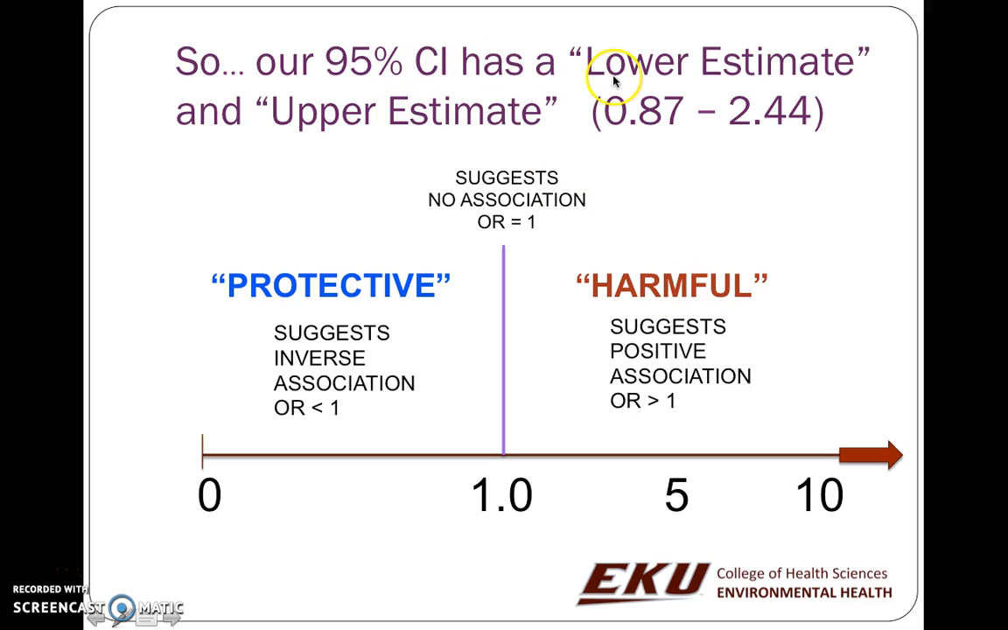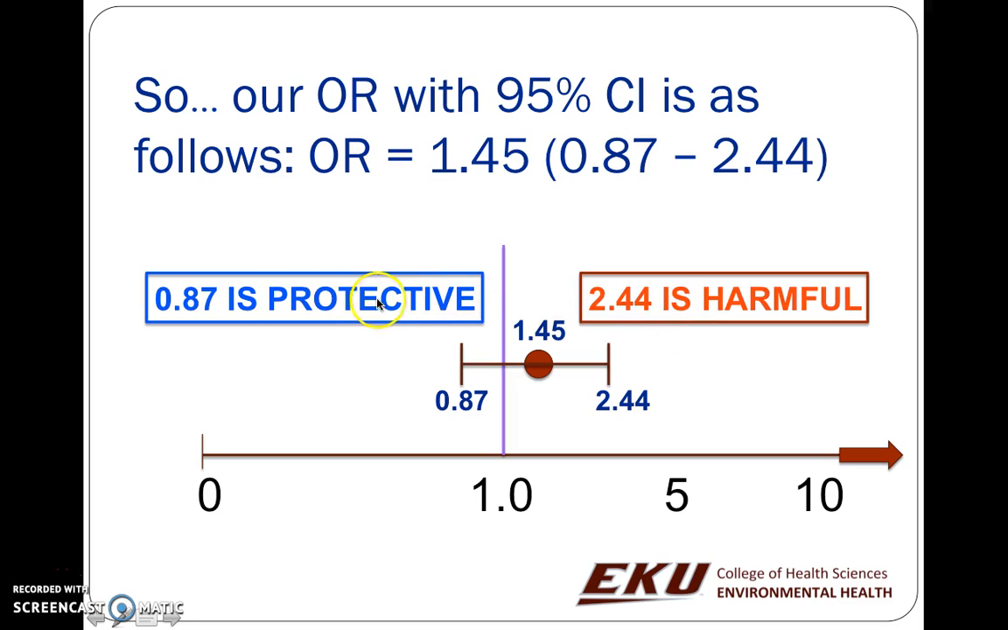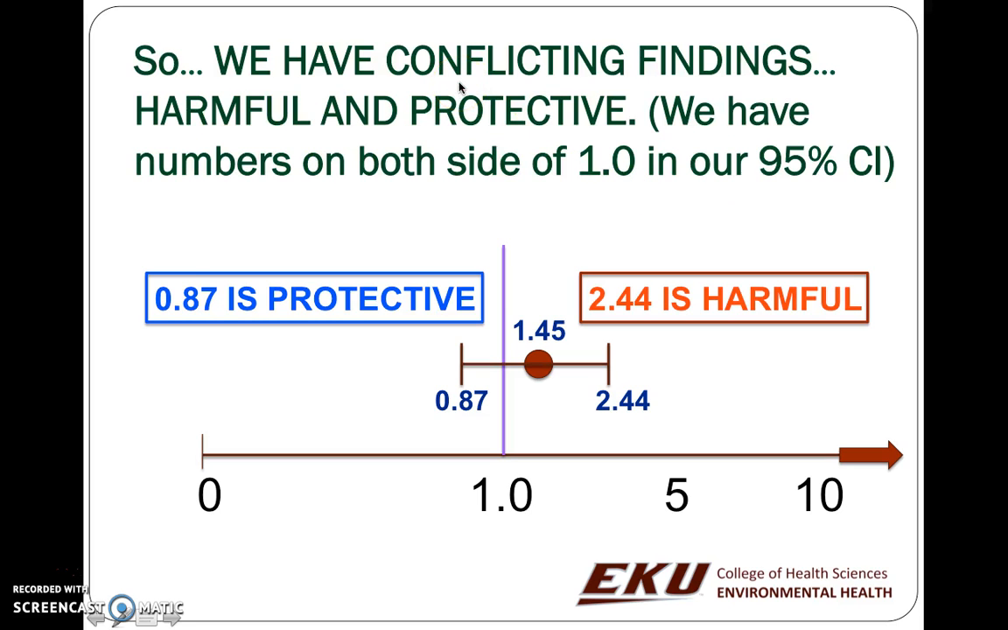So our 95% confidence interval is a lower estimate and an upper estimate. They're right there. The lower estimate is 0.87. That's left of number 1. It's protective. And the upper estimate is 2.44. That's harmful. So we have numbers in our confidence interval that range from protective all the way to harmful. And 1 falls in the middle of those numbers. We have conflicting findings. We have a 95% confidence interval that has both harmful and protective numbers. It also includes one, saying there's no association, nothing going on.